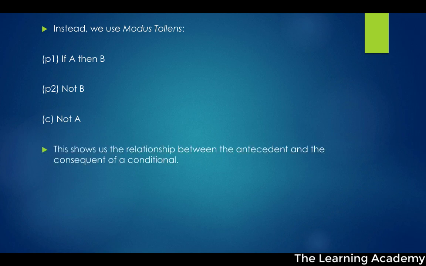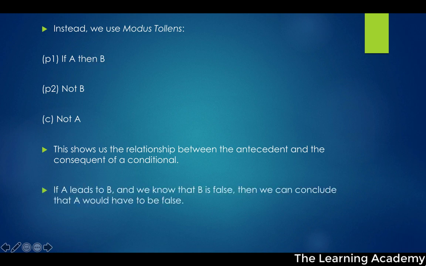That's a very interesting way of writing it. It shows us the relationship between the antecedent, as we already know that's the first bit, which is A, and the consequent, which we know is the second bit, B, in a conditional. If A leads to B, and we know that B is false, then we can conclude that A has to be false in order for this to be valid. And this is what modus tollens means.